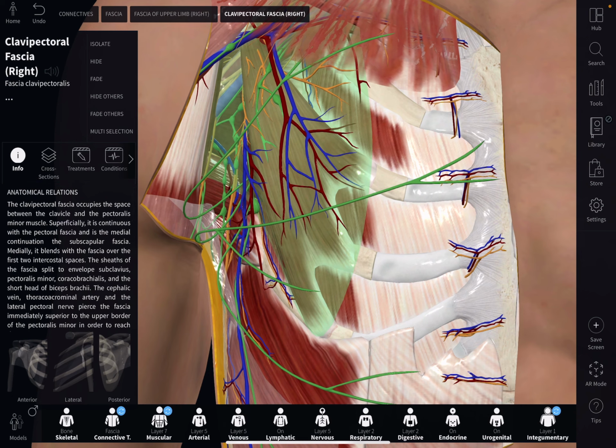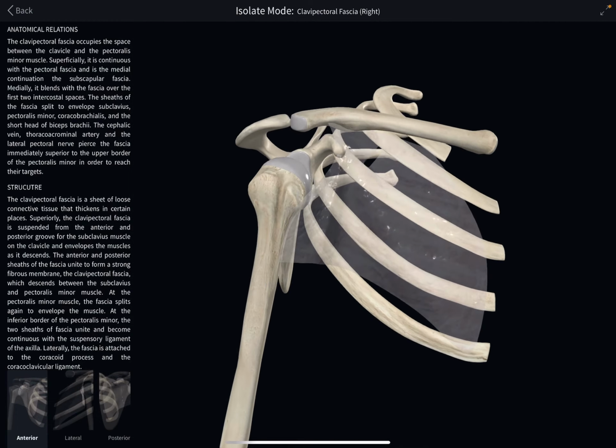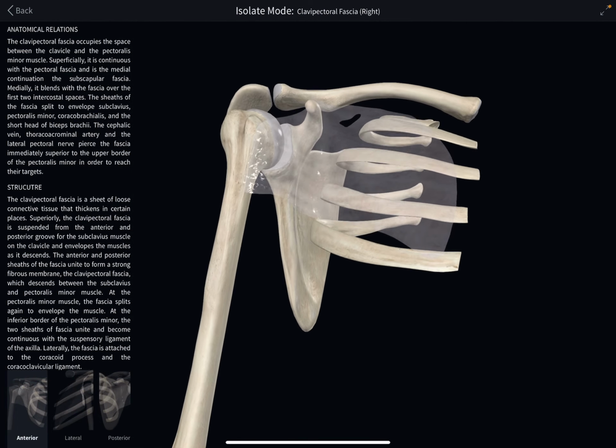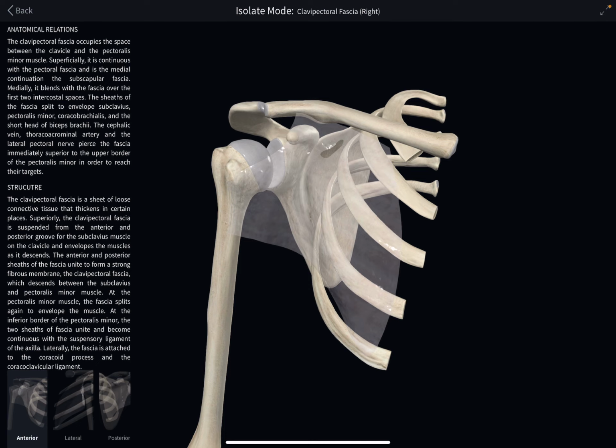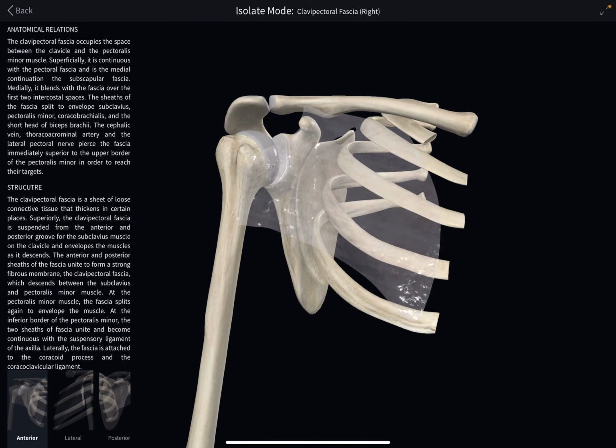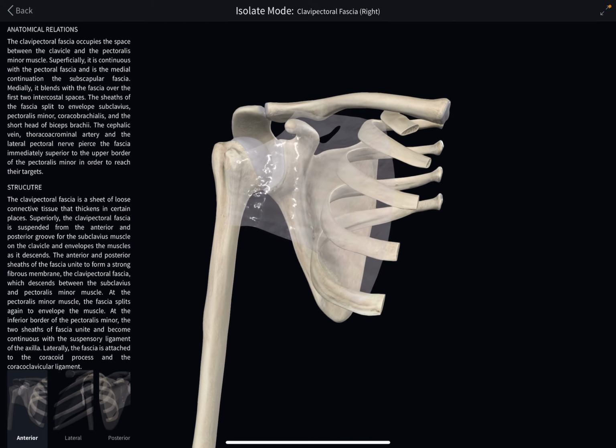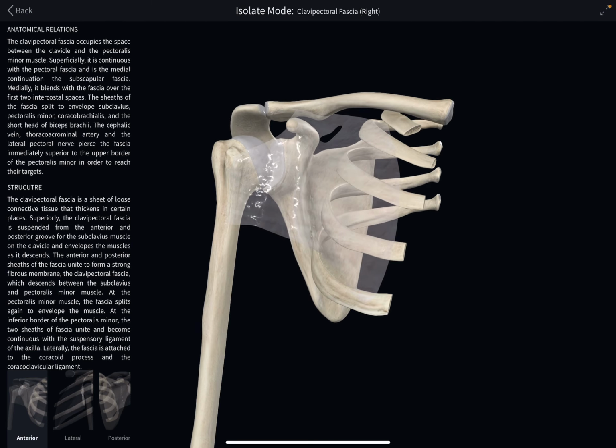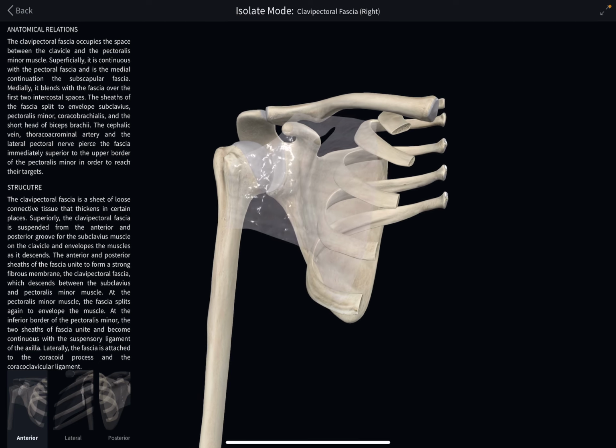covered by the clavipectoral fascia. Now look at this. So this is the clavipectoral fascia. Basically, the clavipectoral fascia extends from the clavicle to the pectoralis minor muscle. We will talk about it in detail in a bit. So this basically covers two muscles, pectoralis minor and the subclavius muscle, and it is pierced by four structures going in or coming out of the axilla into the arm, or arm into the axilla. All right, so that's the clavipectoral fascia.